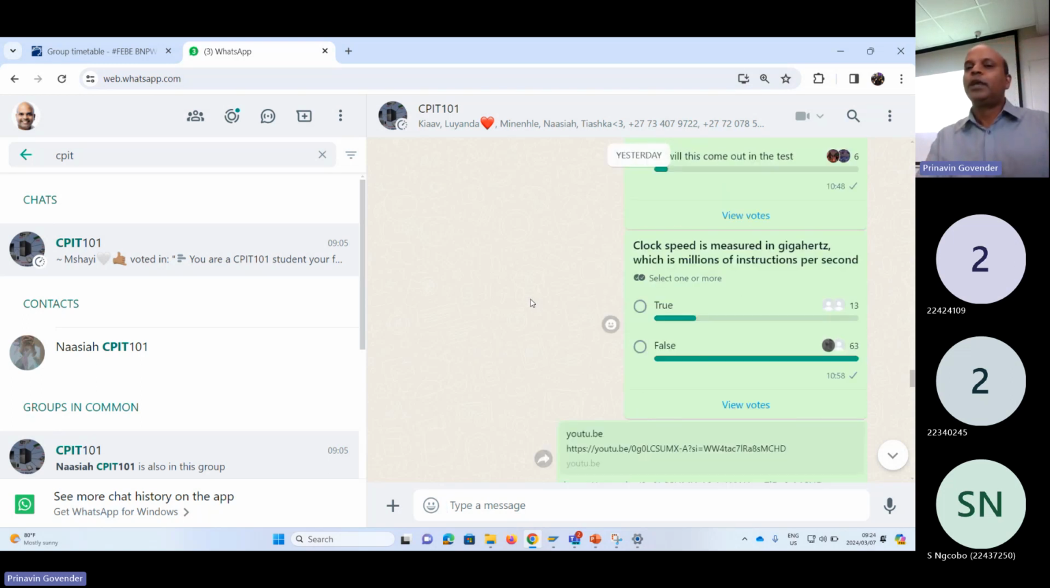All right, next one. Clock speed is measured in gigahertz, which is millions of instructions per second. This was a hectic one. Some said false, some said true. So the jury is still out. Let's see who can figure out what the trick is. What was the catch in there? Is it millions of instructions per second, billions of instructions per second, thousands of instructions per second? Okay, so work it out.